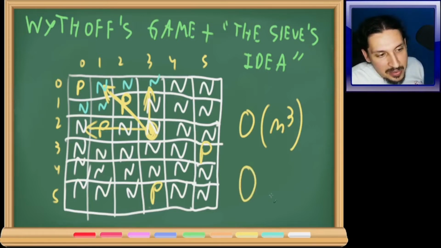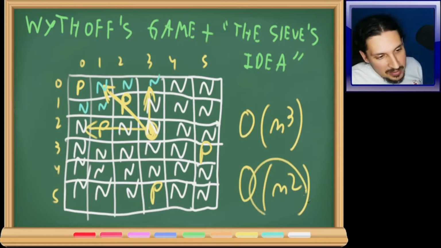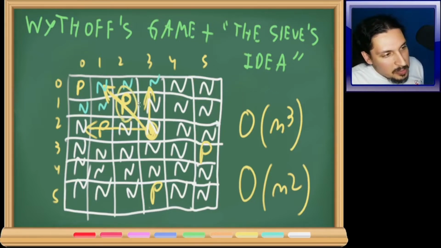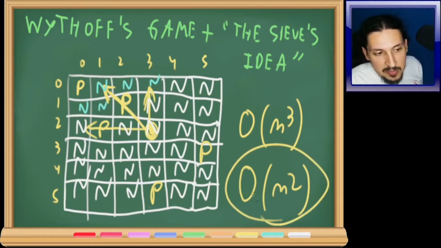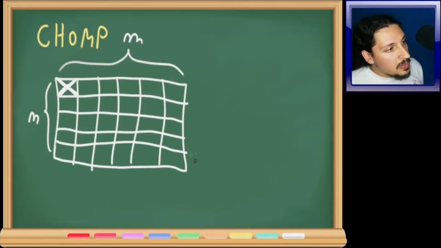And obviously this algorithm is n squared, so we get a better complexity immediately. Why is it n squared? Because the N positions cost 1, they are immediate, we skip them. And the P positions pay linear time, but there are only n P positions because it's very easy to see that there is at most 1 per row. So that's it. With this very simple use of the sieve's idea, we can get a better complexity. So I wanted to show you that.